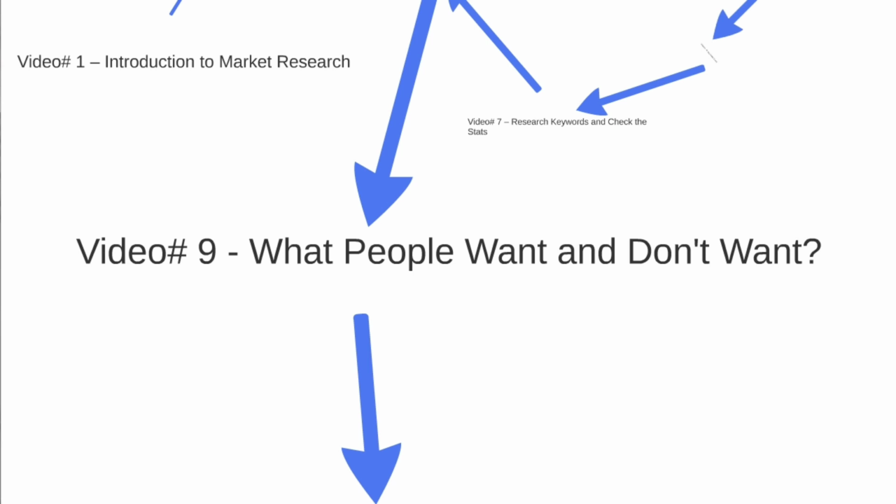Because if you have a good idea of what people don't want, then you can not include that. But if you can figure out what people want, and maybe your competitors don't have that specific thing, then that could potentially improve your product if you have whatever they want.